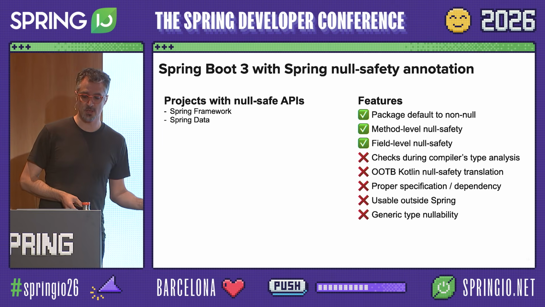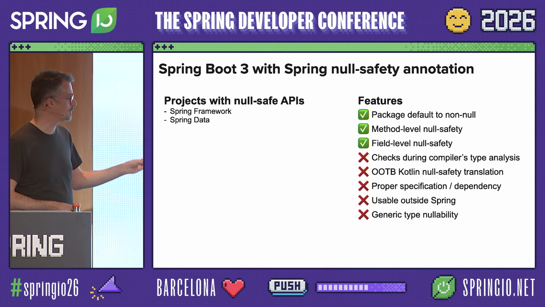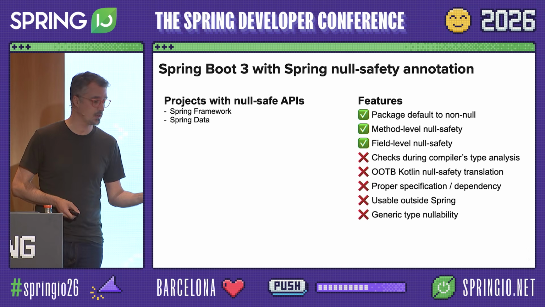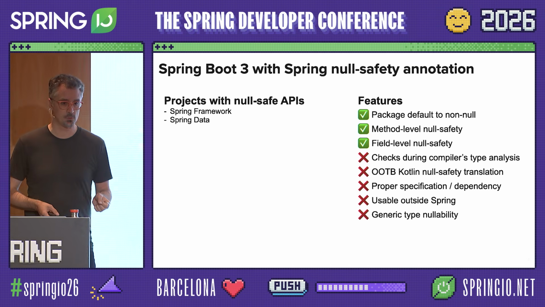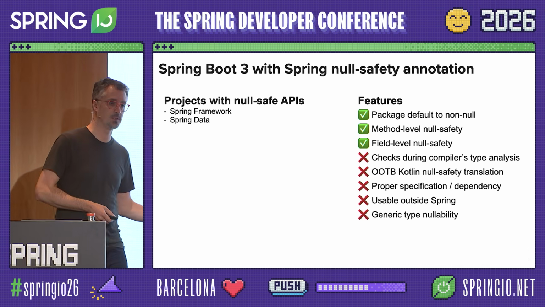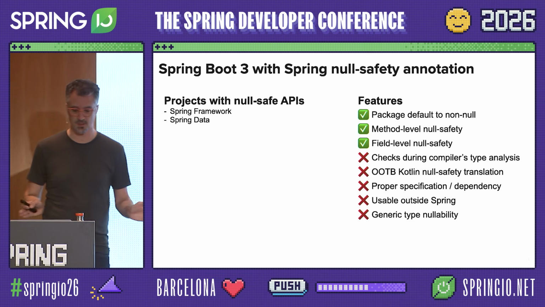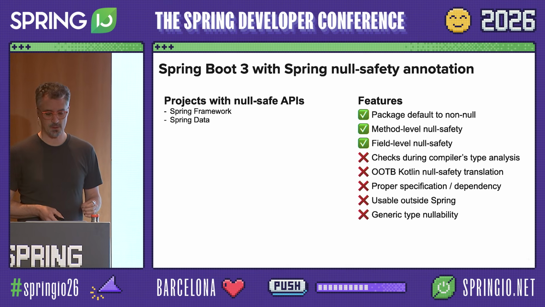There has been some translation from the older Spring Framework annotation to Kotlin, but it required an explicit flag. Now, as of Kotlin 2.1, the translation from JSpecify to Kotlin null-safety is automatic. Nothing is needed, it's automatically handled by the Kotlin compiler.